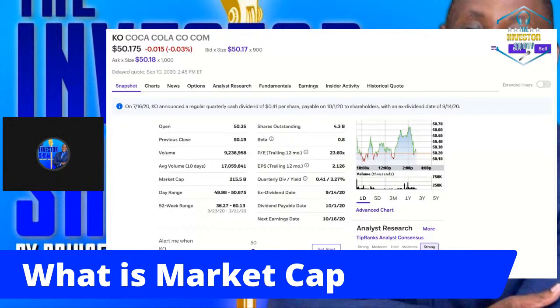A mid cap is a company from 3 billion to 10 billion. And a small cap is a company under $3 billion. So small cap is under 3 billion, mid cap is 3 billion to 10 billion, and large cap is 10 billion or more.